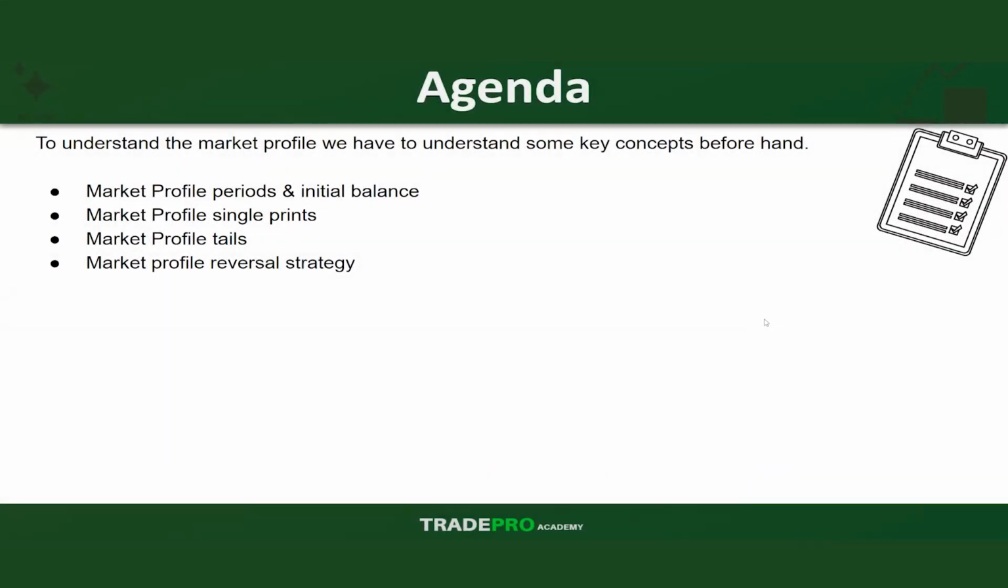So first and foremost, let's go through the agenda. We're going to be talking about market profile periods and the initial balance. We're going to be talking about single prints, tails, and the reversal strategy, talking about mean reversion.